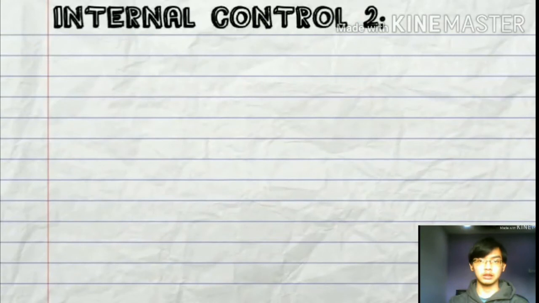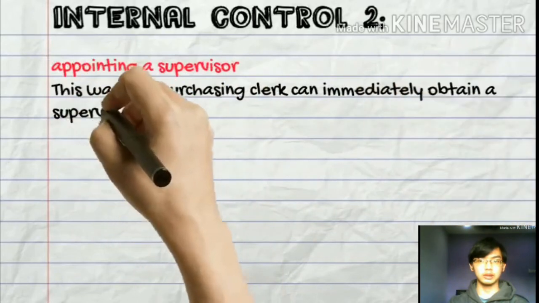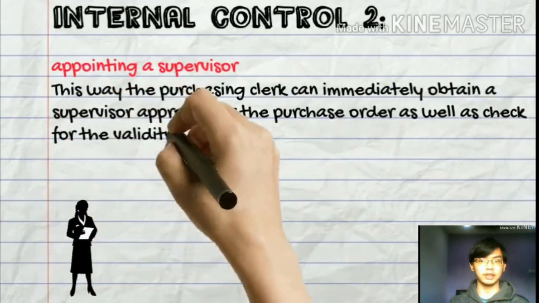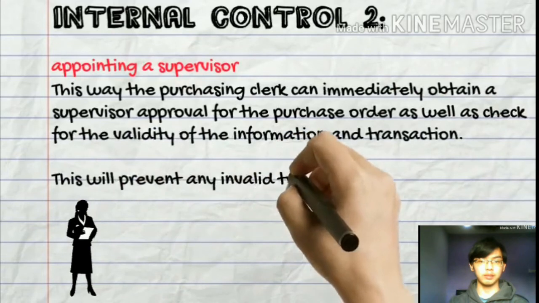For the second internal control, appointing a supervisor. This way, the purchasing clerk can immediately obtain supervisor approval for the purchase order as well as check the validity of the information and transaction. This will prevent any invalid transaction from occurring.